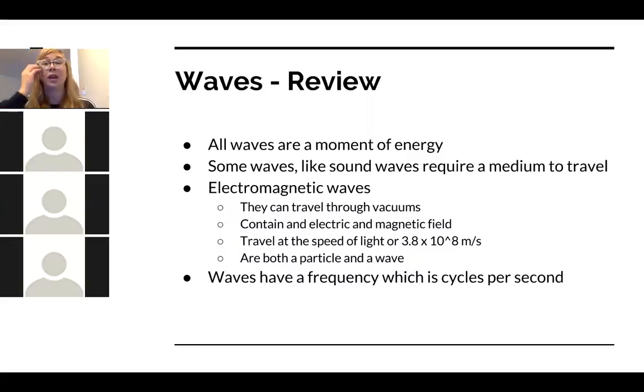Electromagnetic waves also contain an electric and magnetic field, right? They travel at the speed of light, even if they're not light. And they're both a particle and a wave. So electromagnetic waves are way more complicated than a regular sound wave, for example.